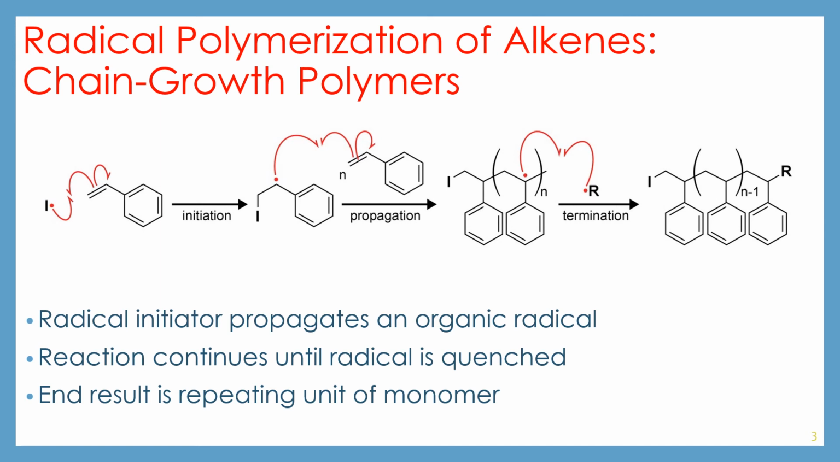The radical initiator propagates to create the organic radical. The reaction will continue until the radical is quenched. The end result is the repeating unit of the monomer.